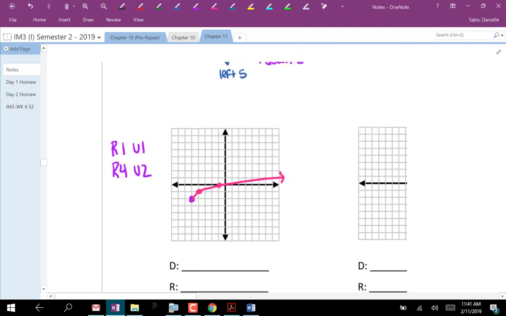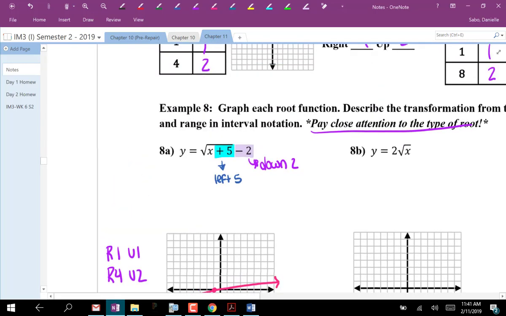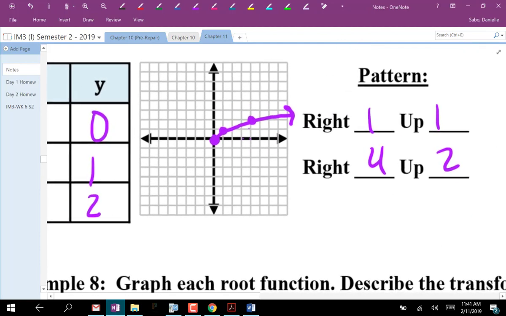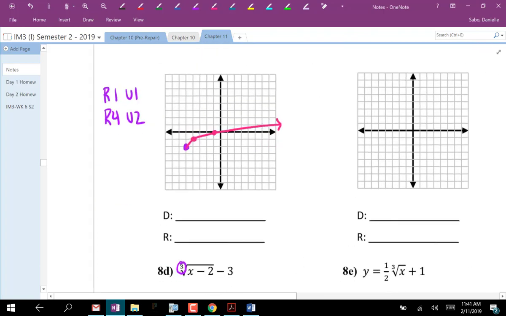And here's the big thing. Having general knowledge of what the graph should look like is huge. Because if I go back to our original graph, here's our parent function. It looks like that. It doesn't look like a different type of function here. Domain and range, here we go.